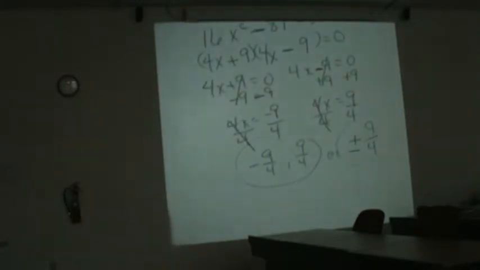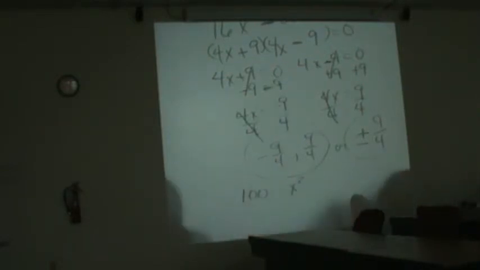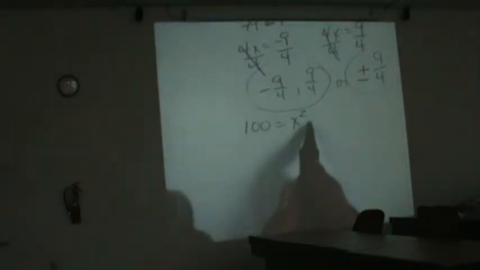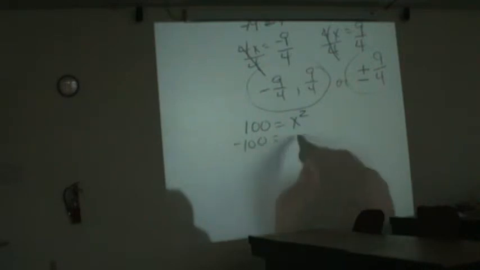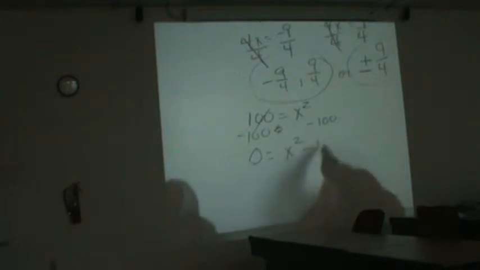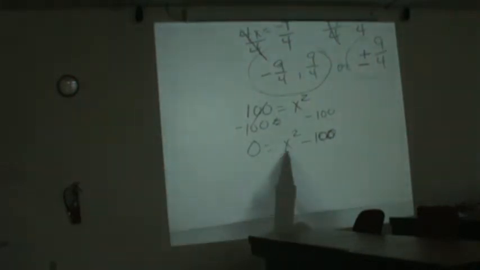Okay, how about, let's do one like that. There's no 0 there. Could we subtract 100 from both sides? Then it would be a 0. If we subtract this 100, oops, minus 100. So we have 0 equals x squared minus 100. Now, does this look familiar? Where you can factor it?